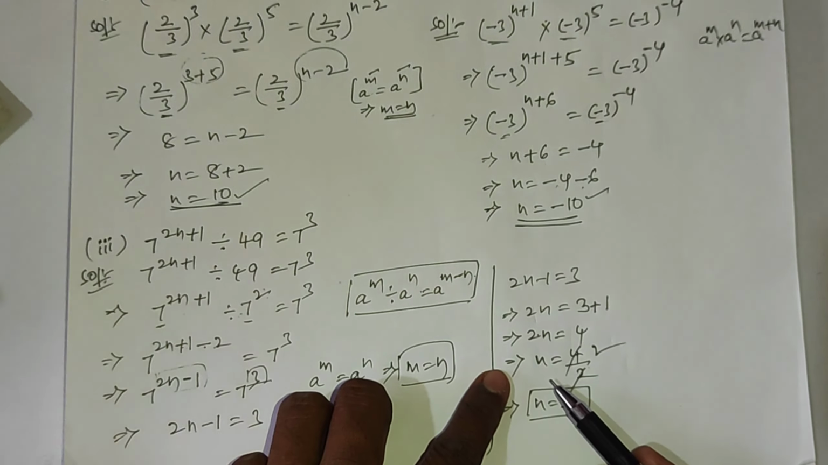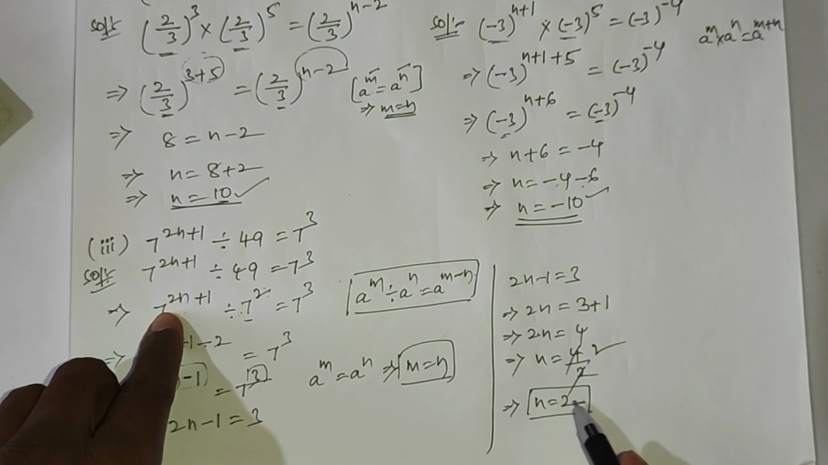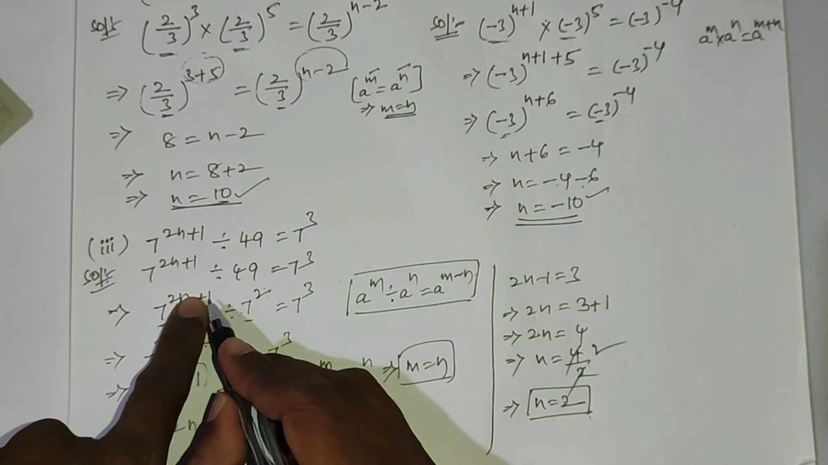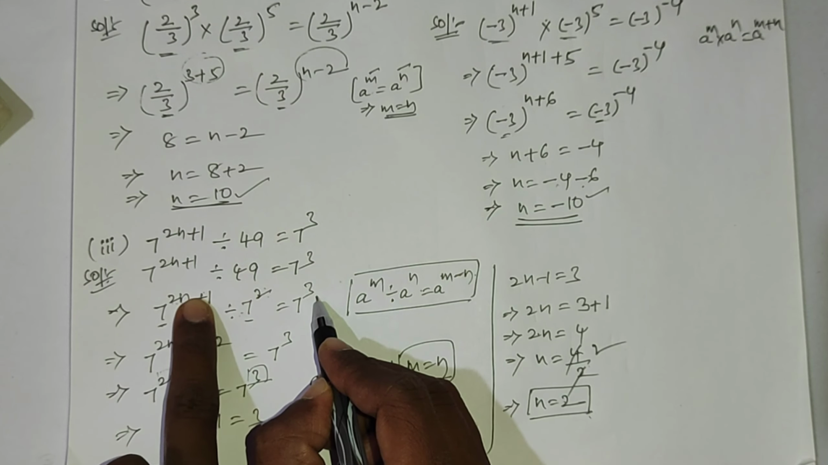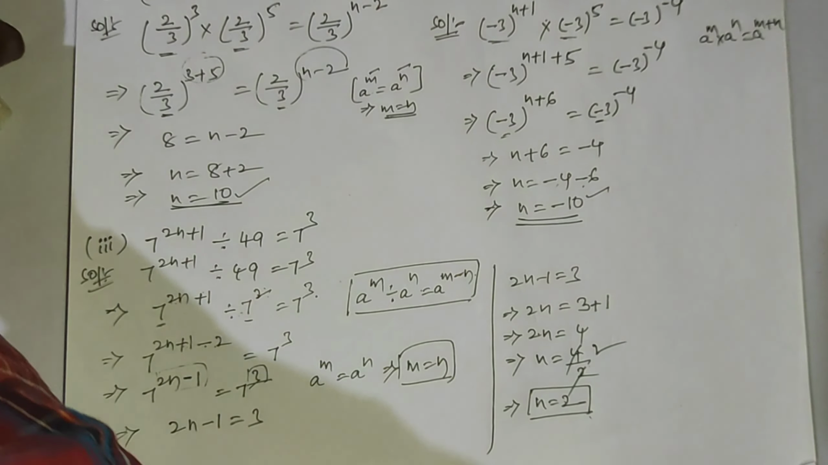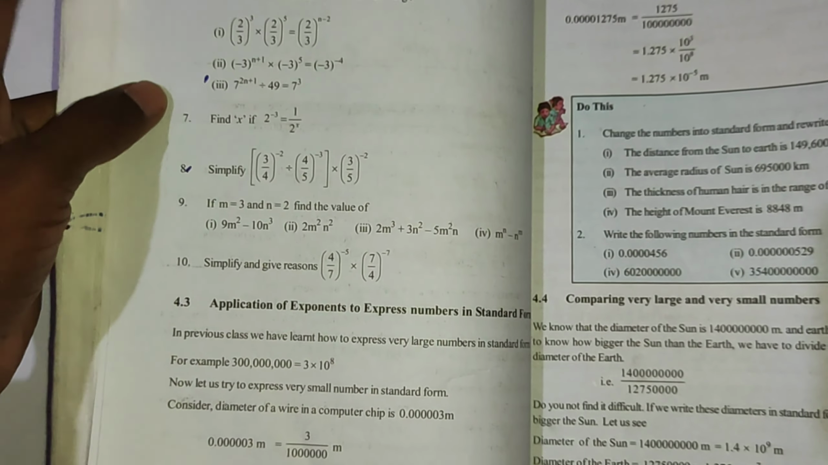If you want, you can check here. You replace n with 2, right? 2 twos are 4, 4 plus 1 is 5. As per the formula, m minus n, then 5 minus 2 is equal to 3. So you will get the same answer here. So this is about question number 6. We completed question number 6. Now question number 7.